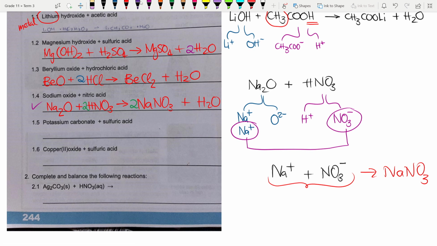Let's look at potassium carbonate. What will be the formula for potassium carbonate? Think about it. Is it K2PO4 minus? No. Carbonate ions are CO3 2 minus. That's a clue.